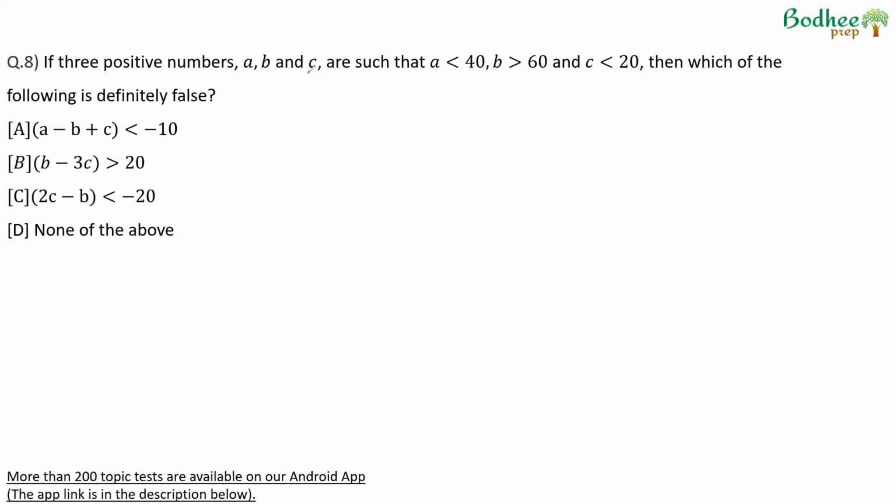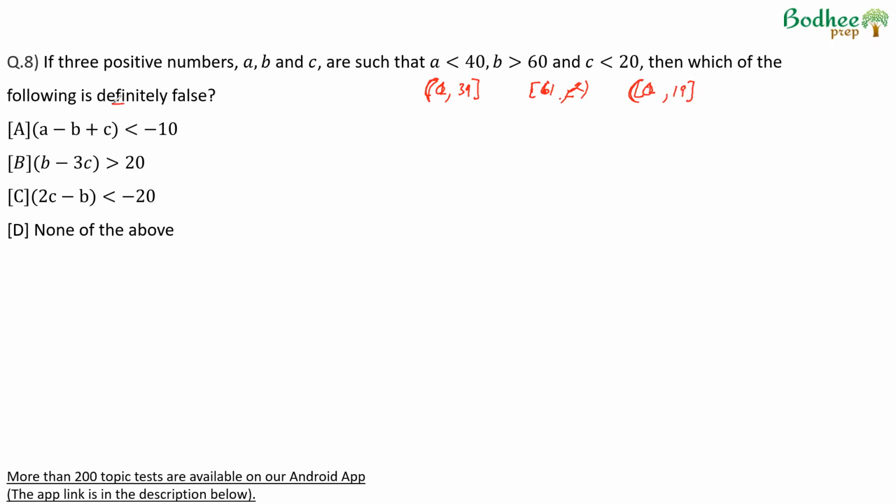If three positive numbers A, B, C are such that A is less than 40, B is greater than 60, C is less than 20. Positive numbers, so A would be anything from 1 to 39. B would be anything above 60, 61 included. And C would be anything above 0 to 19.